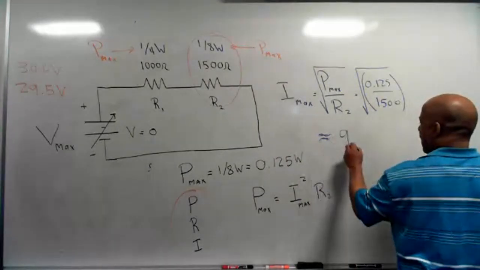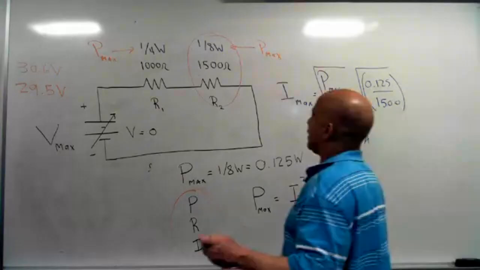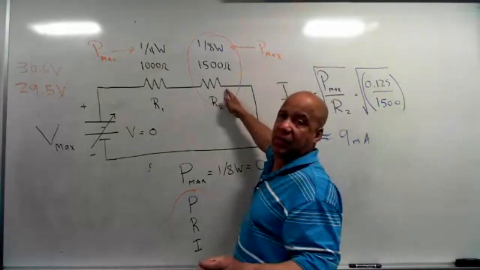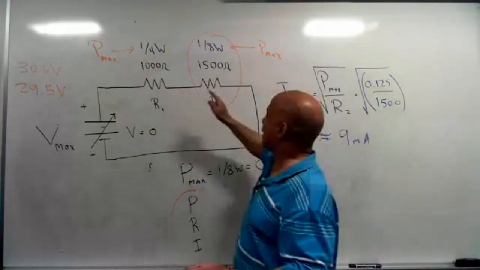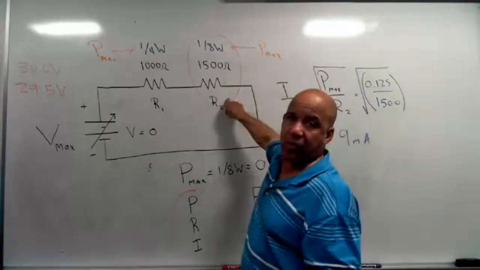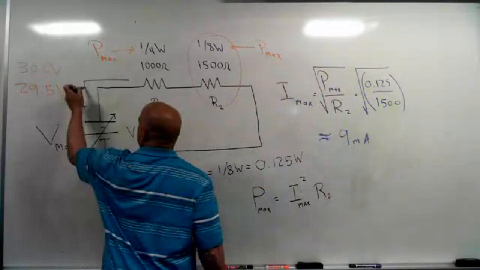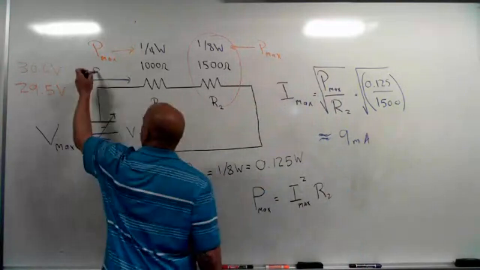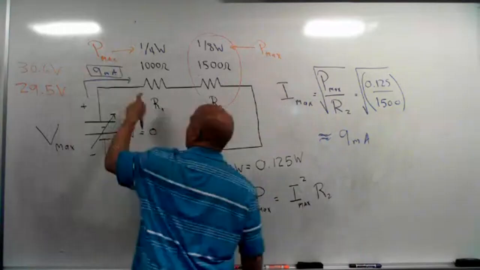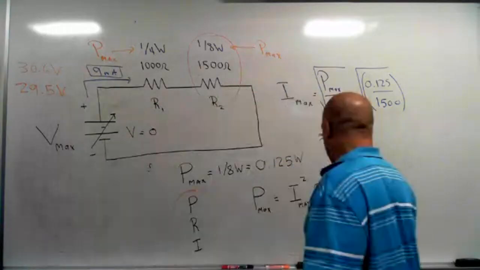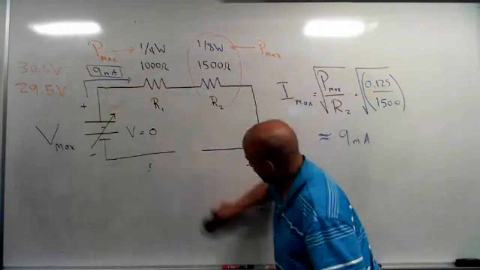Approximately 9 milliamps. What that means is this can handle up to 9 milliamps. If you go above that, this will burn up. This one will be okay, but the weakest link is that one. So that's our limit. We cannot go above 9 milliamps. So now I want to allow my current to be 9 milliamps. And if that current is 9 milliamps, then I've got to figure out the voltage drop across each of those resistors. But that's easy now because we know everything.